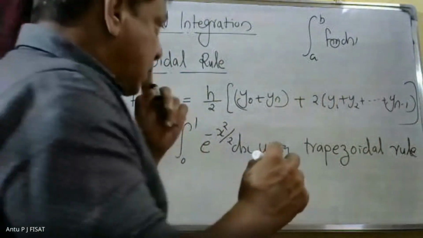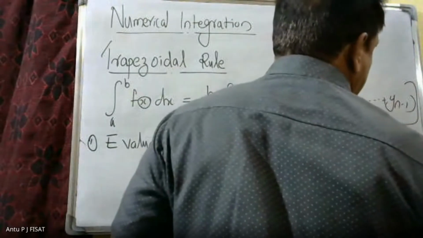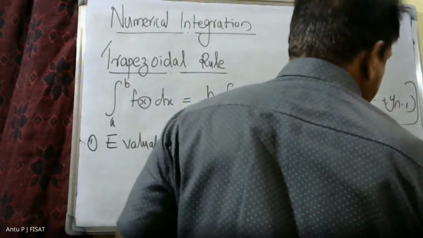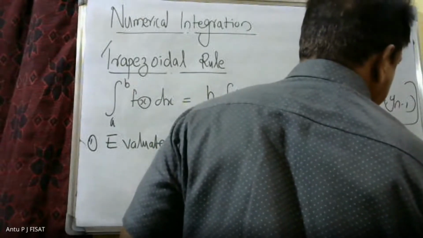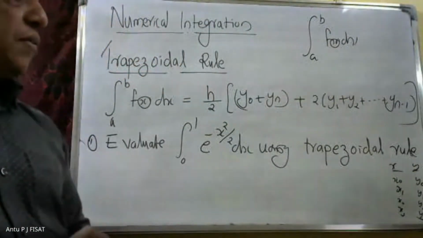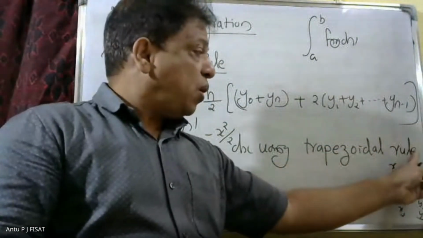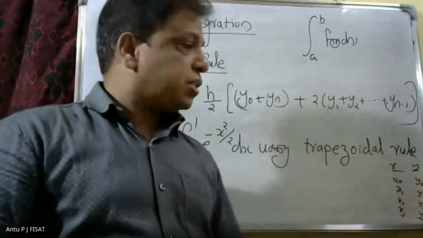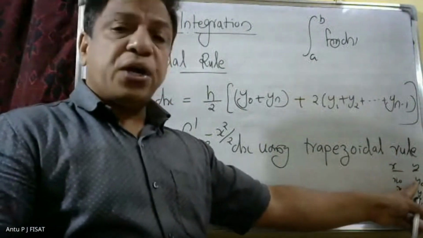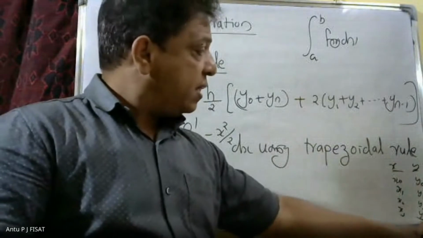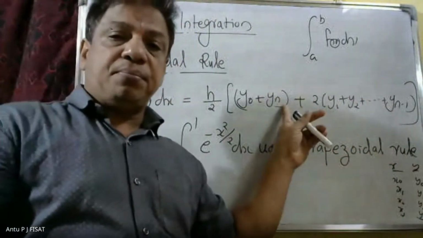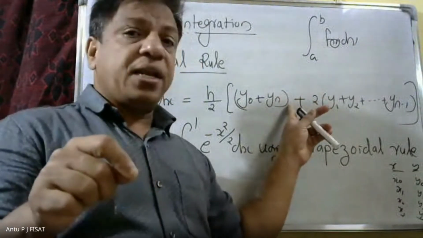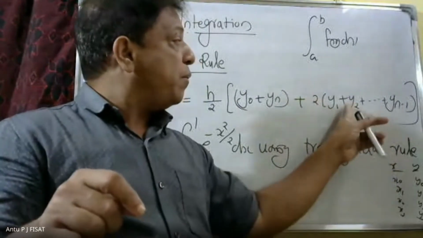That is, the values x and y: x0, x1, x2, x3, y0, y1, y2, y3. Data is given. The value of x is given. The value of y we can find out using x. Then y is known as f of x. Here the first value is y0, the last value y3. Then y first term plus last term. The trapezoidal rule says that h by 2 into y0 plus yn into 2 into y1 plus y2 plus etc.